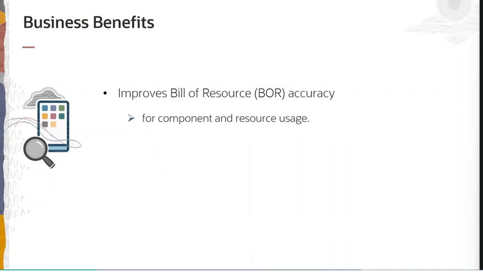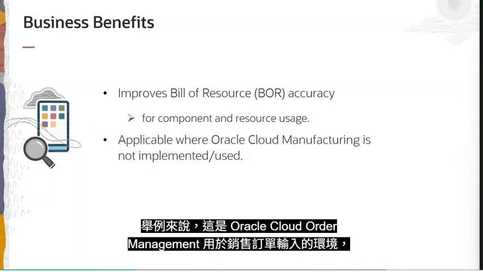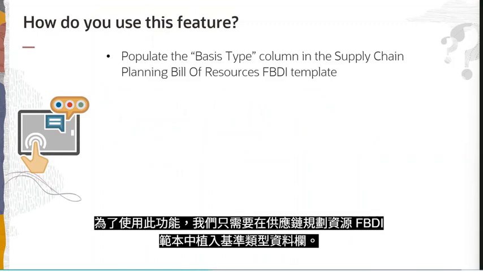However, this feature is only applicable for those not using Oracle Cloud Manufacturing. So an example of this would be an environment where Oracle Cloud Order Management is used for sales order entry, but the manufacturing execution system is external. In order to use this feature, we simply need to populate the column in the Supply Chain Planning Bill of Resources FBDI template, and then load and collect the data as normal.